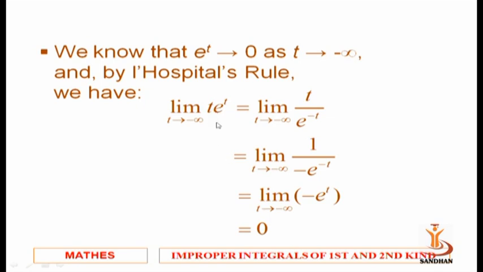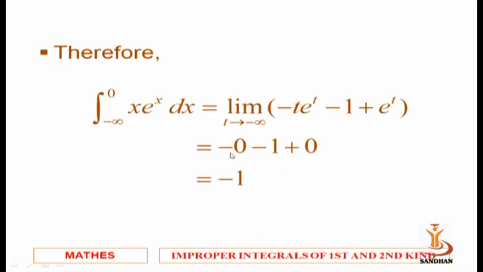I consider 1 upon t. Similarly, we can consider 1 upon e raised to minus t. Does mean that term is 0, and if you put 0 in place of that term, you'll get minus 1. Does mean this improper integral has area is equals to minus 1. Improper integral is said to be convergent.